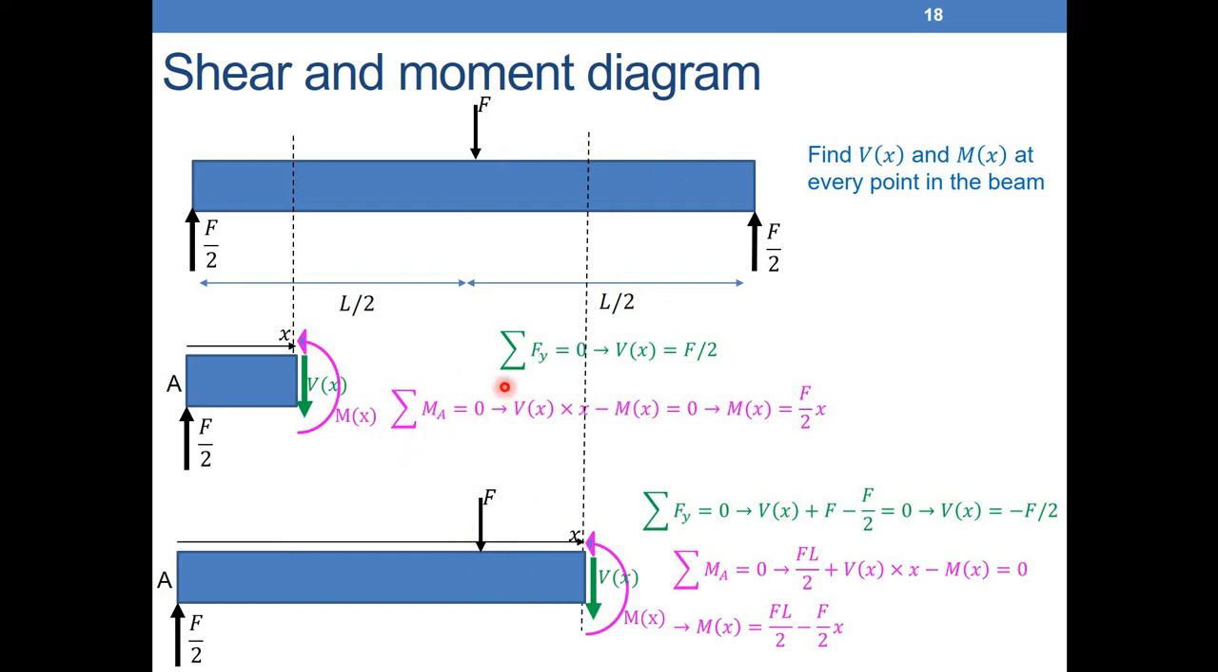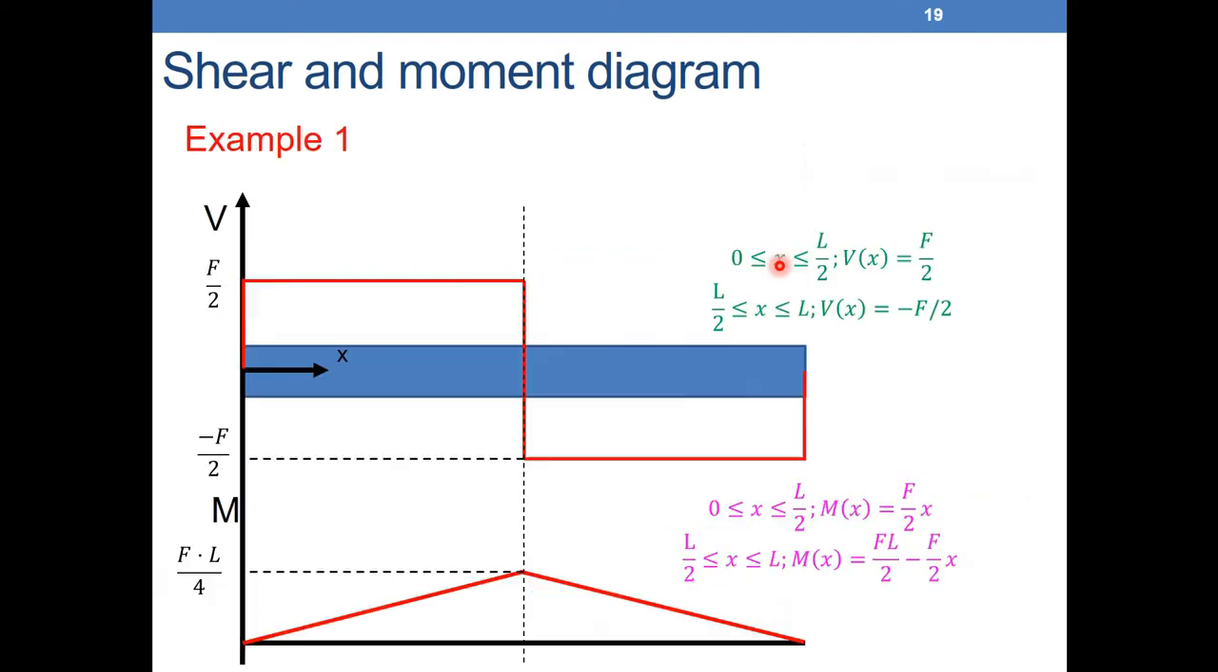So the first equations here are valid from 0 to L over 2, while the second equations here are valid from L over 2 to L. So now if I want to draw a diagram, V of x is constant here and equal to minus F over 2 here. That's what we found.